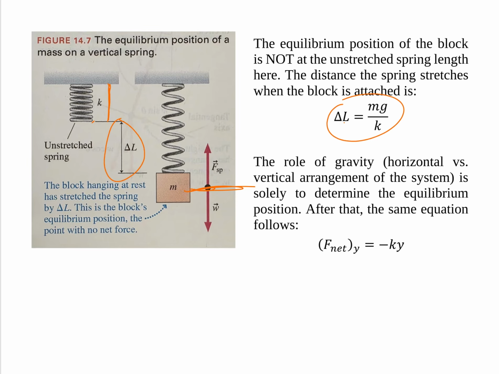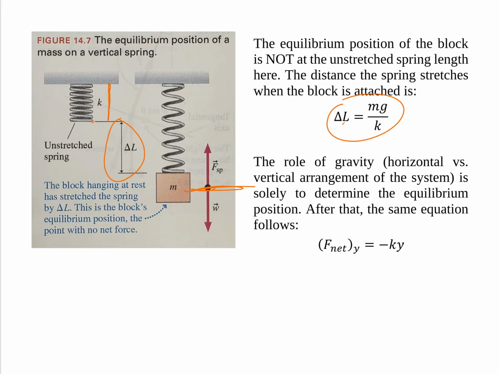After that, then the same equation in the y direction as we had in the x direction comes about. So we have F net in the y direction now equals negative ky. It is the same math, okay? We just had to figure out the deflection because of the weight of the box.